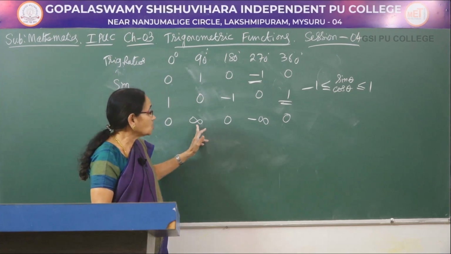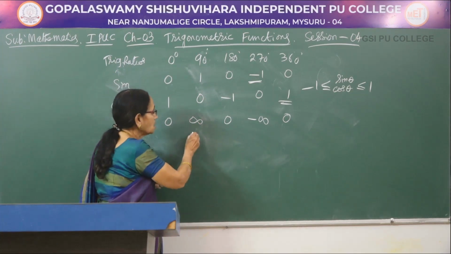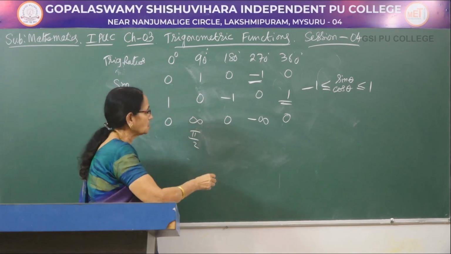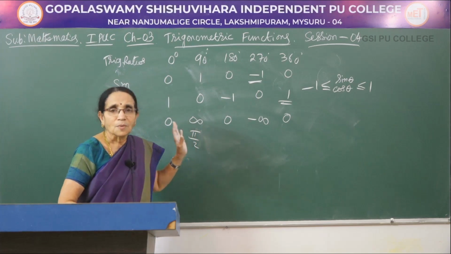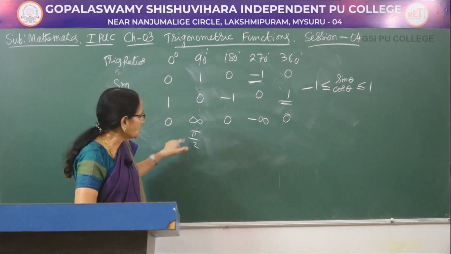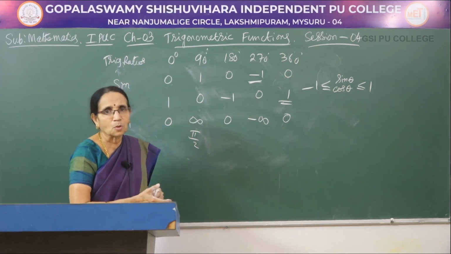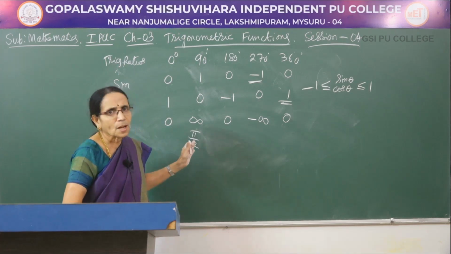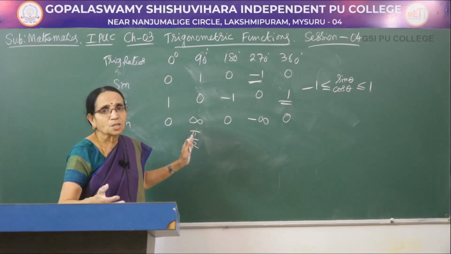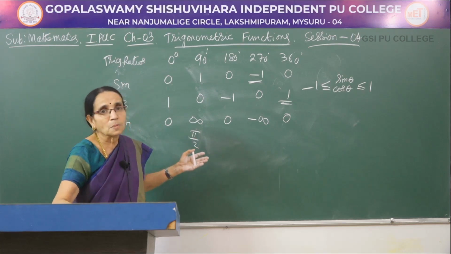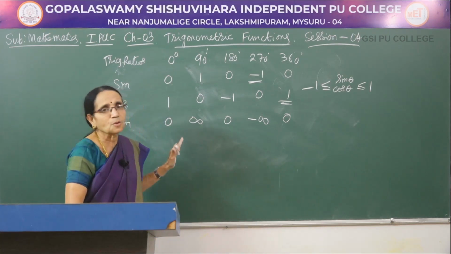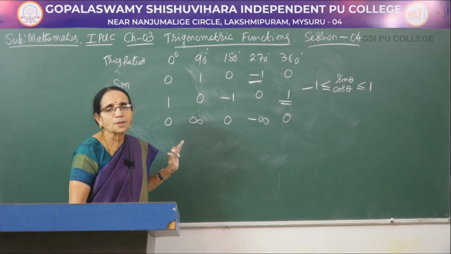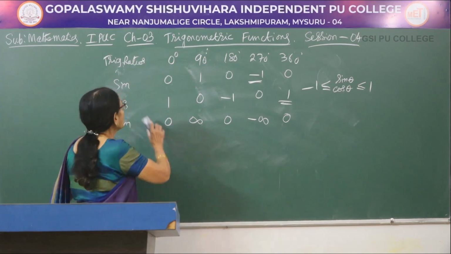Of course, we do not consider this value here, pi by 2, because tan pi by 2, though we denote it as infinity, we say it is not defined. So, omitting any odd multiple of pi by 2, like pi by 2, 3 pi by 2, we do not consider that one, because we denote it as infinity, no problem, but strictly speaking, it is not defined at all.